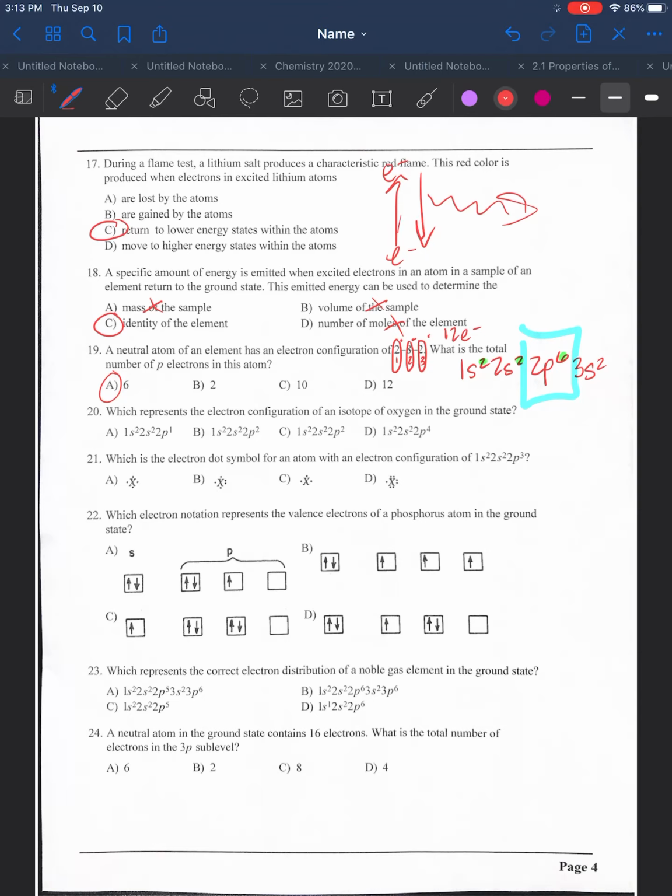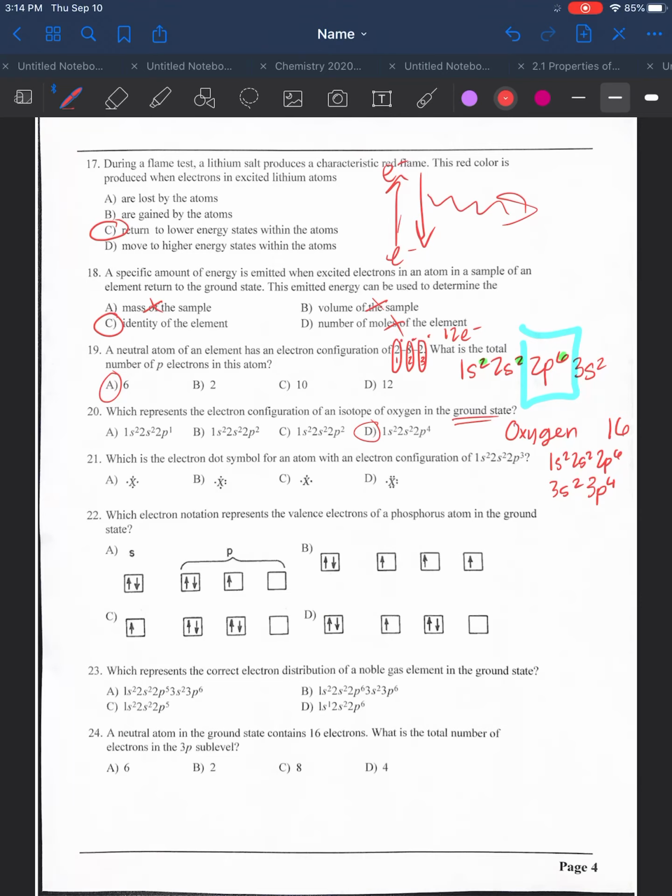20. Which represents the electron configuration of an isotope of oxygen in the ground state? So ground state is exactly how we would write it if we were filling. So oxygen, its atomic number is 8. In our case, if we were to write it out, filling in our normal pattern, we have 1s2, 2s2, 2p6. Here we're at 10, so we need 6 more, so we go 3s2, and then now we only need 4 more, and we go to 3p4. So which one of those match? This guy here.